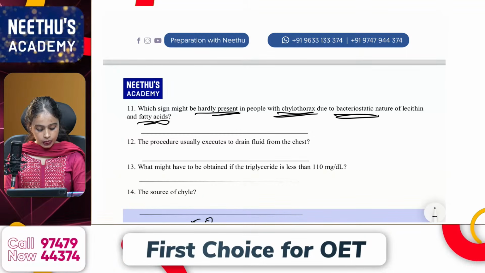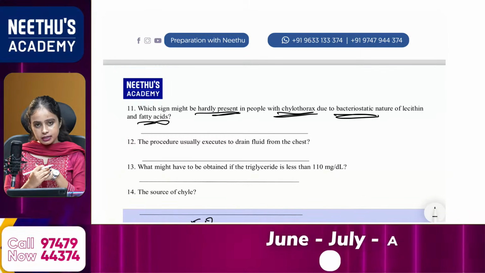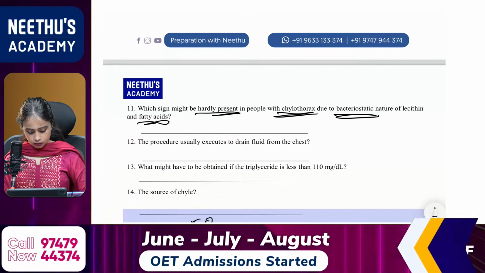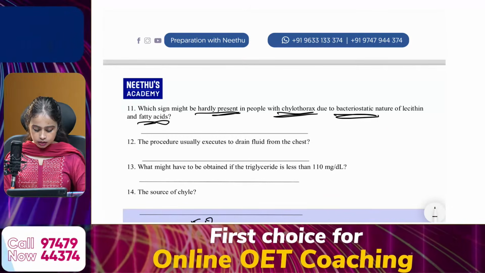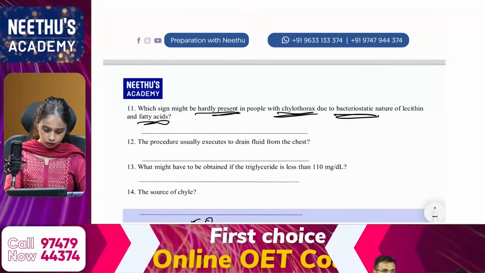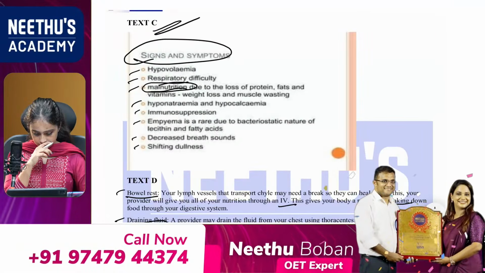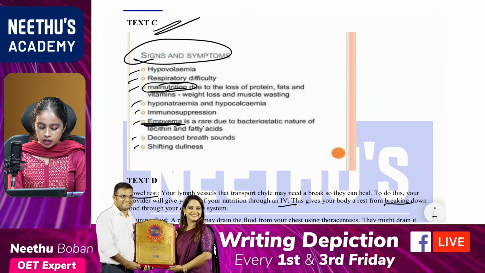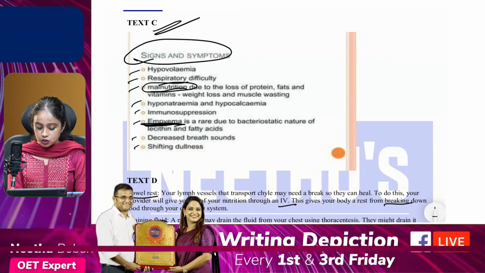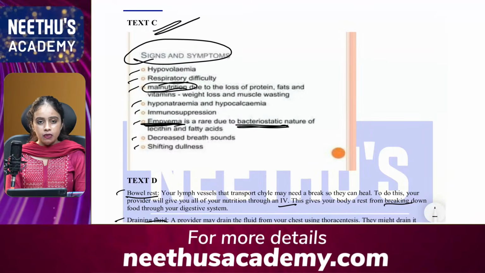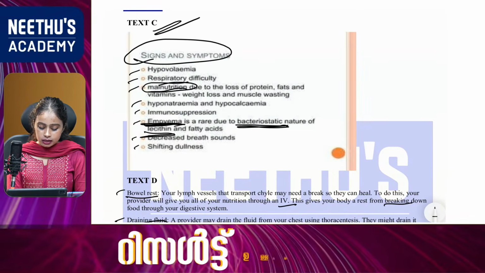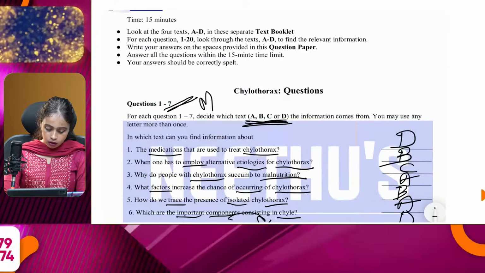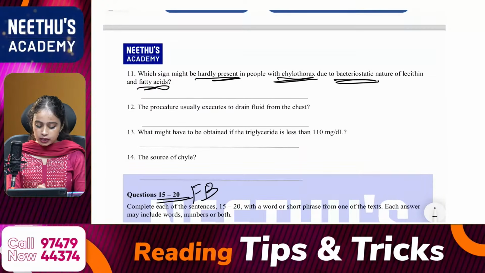Yes, I know, right answer, it is white blood cells. Yes, dear. So what about 11th one? Which sign? It should be from which signs and symptoms? The answer should be emphysema, which is a rare condition due to the bacteriostatic nature of lecithin or fatty acid. So the answer should be emphysema. Again a direct answer.